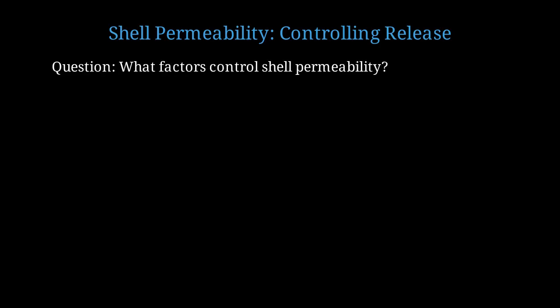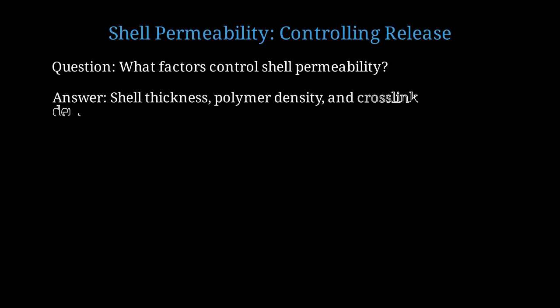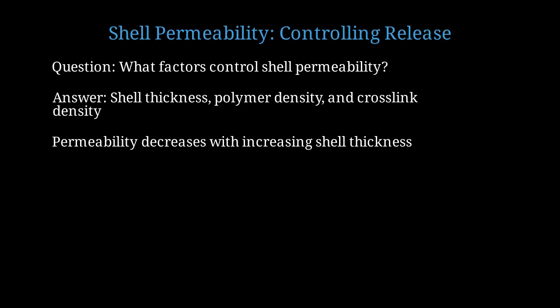Now let's discuss shell permeability, which is crucial for controlling the release rate of the encapsulated material. Here's another important question. What factors control the permeability of the microcapsule shell? The answer involves 3 main factors: shell thickness, polymer density or porosity, and the degree of crosslinking in the polymer network. First, permeability decreases as shell thickness increases. A thicker barrier means molecules must diffuse a longer distance to escape. Permeability P is proportional to the diffusion coefficient D divided by the shell thickness H.